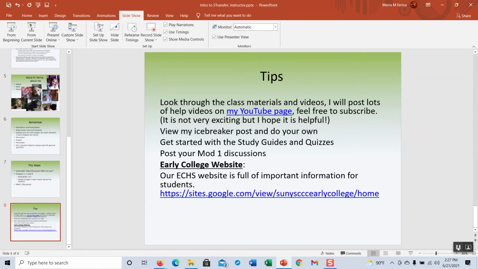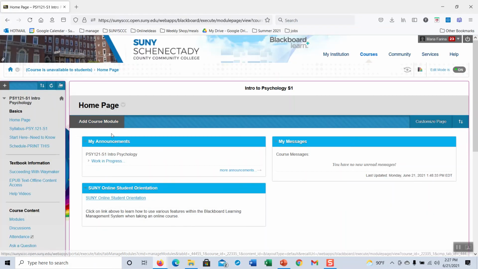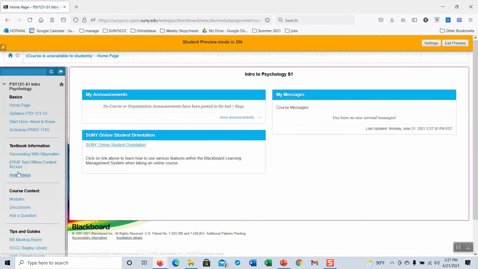Now, usually in my videos, I don't do this much switching of screens and things like that. This is the S1 class. If you're in the S7 class, it's going to look slightly different, but everything here should be the same. This is what it should look like for you.